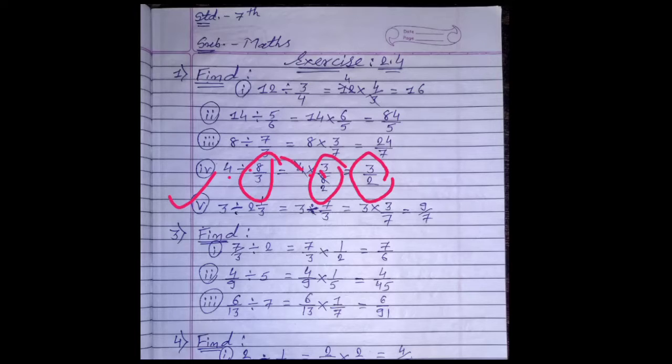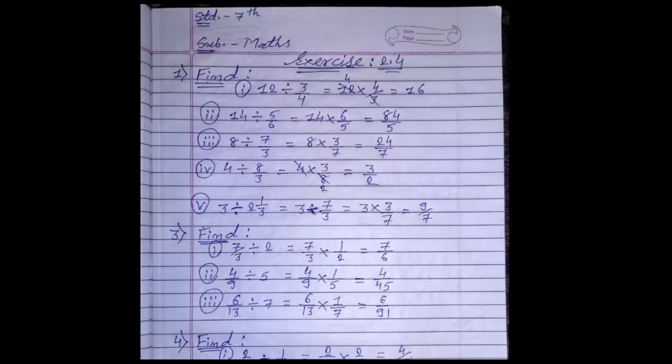Number 5, 3 divided by the mixed fraction 1 upon 3. So first convert it into an improper fraction. 3 times 2 is 6, plus 1, 7 upon 3. And then instead of divide, convert into multiplication, and the given fraction after divide is converted into its reciprocal, 3 upon 7. So here 3 3s are 9 upon 7.